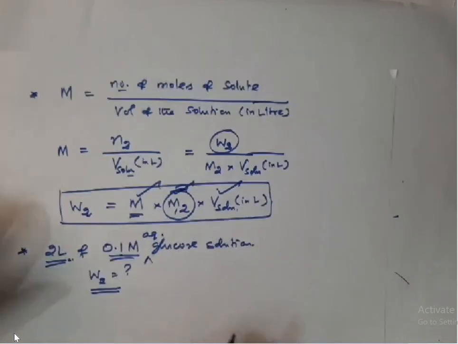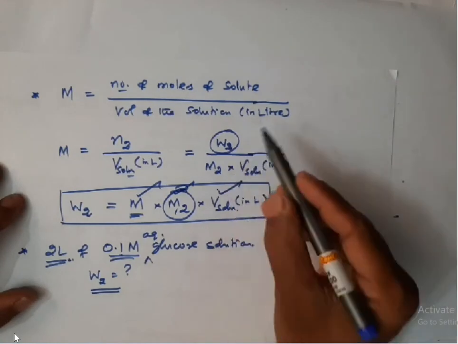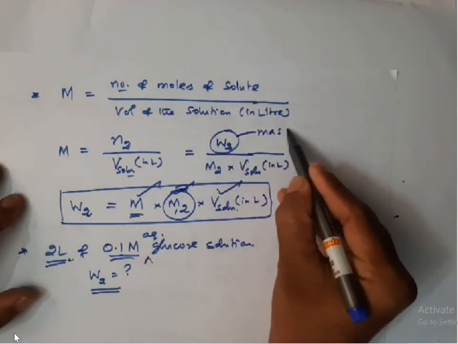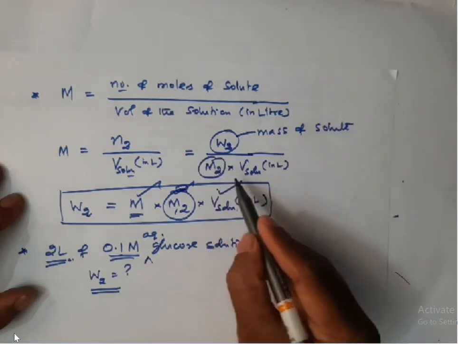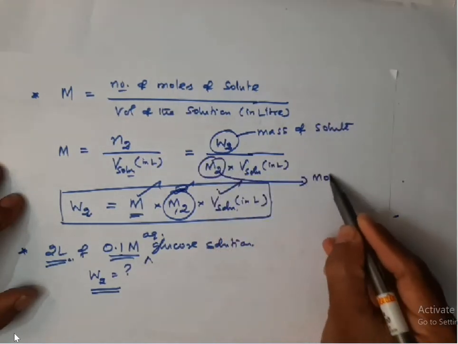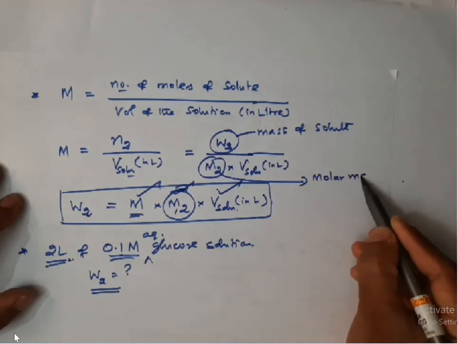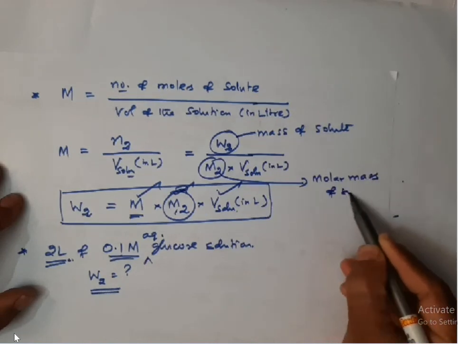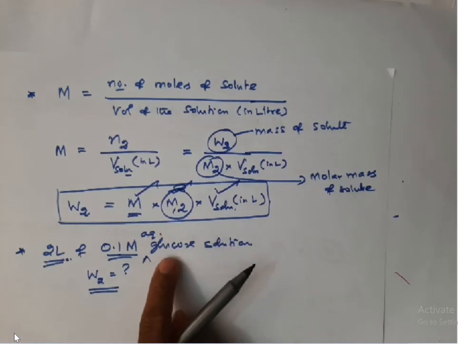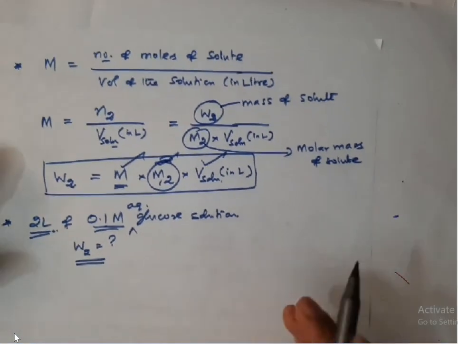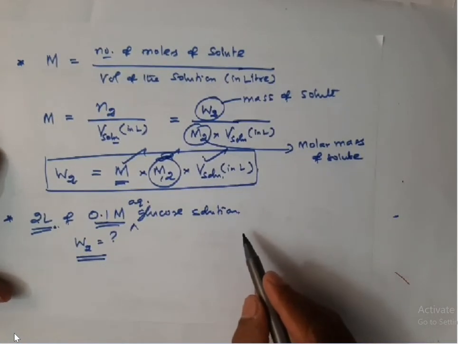Students, observe this here. W2 means mass of solute. M2 means molar mass of solute. Mass by molar mass will give you the number of moles. So this is molar mass. You need to find out the molar mass of glucose. Can anyone tell me the formula of glucose?